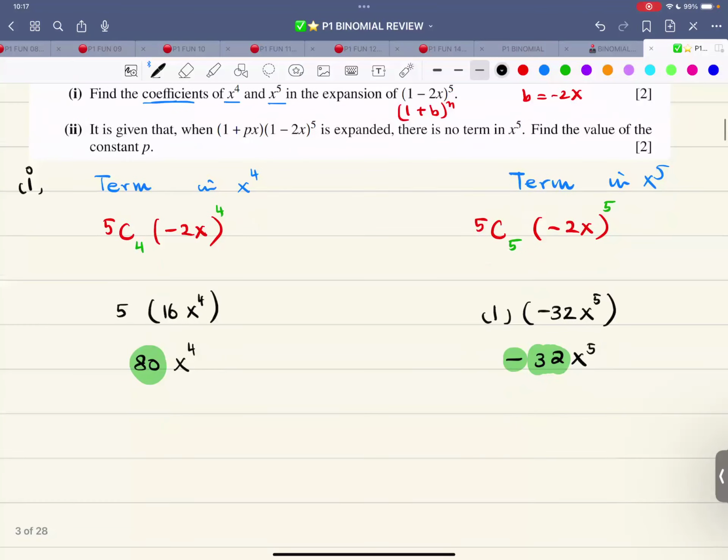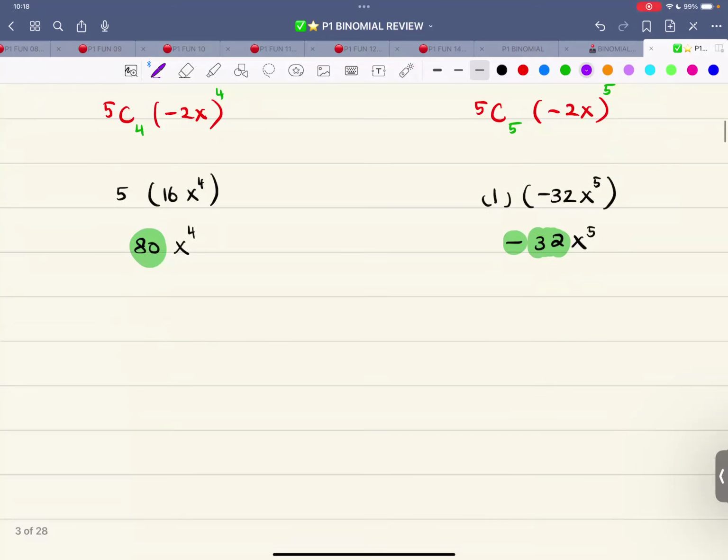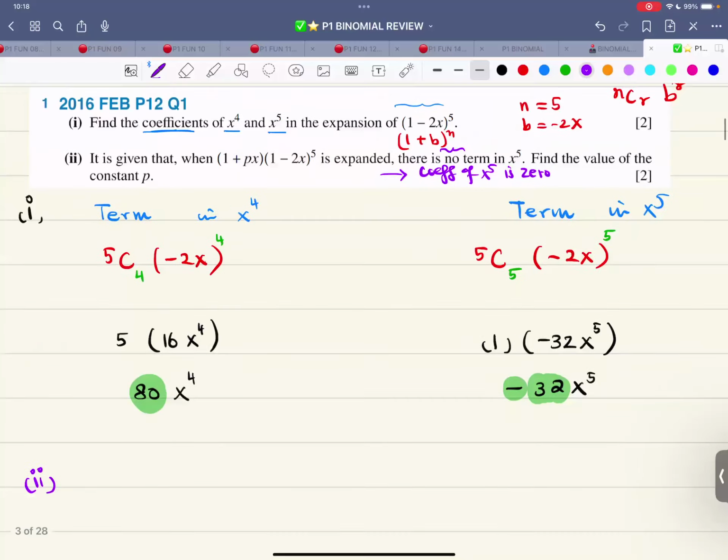It is given that when we multiply (1 + px) with this thing, there is no term in x^5. We can also say that the coefficient of x^5 is 0. That is the meaning of no term in x^5. So let me write over here. This is 1 + px.